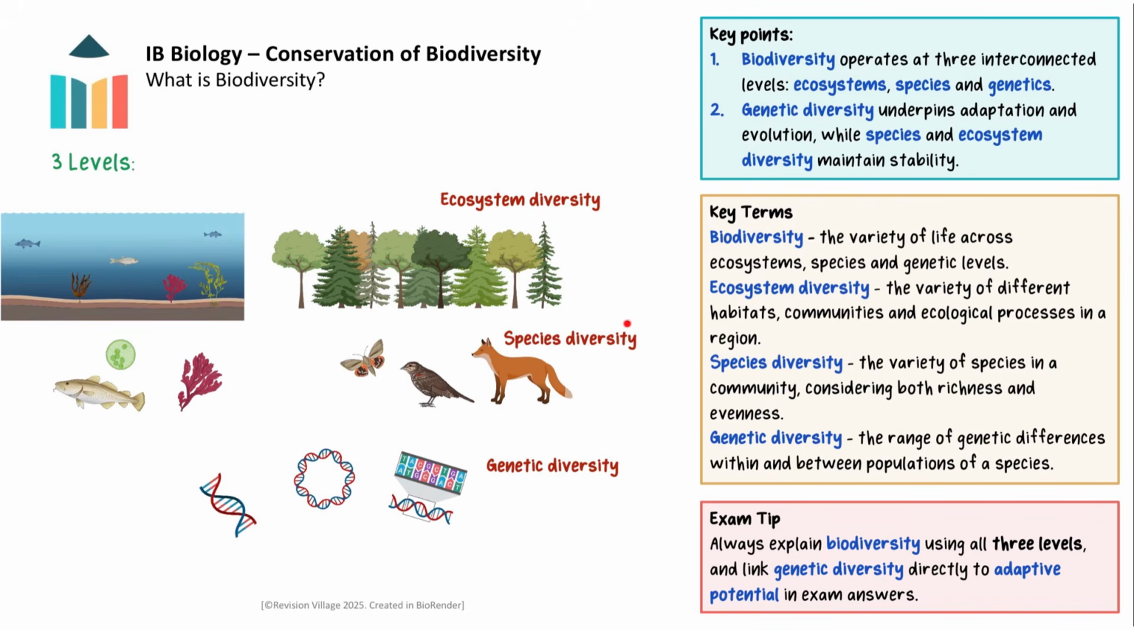The second is species diversity, which considers both the number of species and how evenly individuals are distributed among them. A rainforest, for example, has high species richness and high evenness. The third level is genetic diversity, which looks at the range of alleles within a population. This is important because genetic variation determines how well populations can adapt to disease, climate shifts, or environmental change through natural selection. Together, these levels allow us to quantify biodiversity and evaluate the health and resilience of living systems.